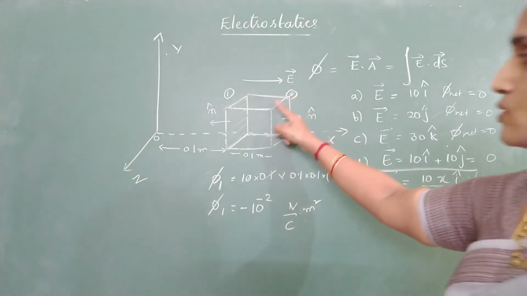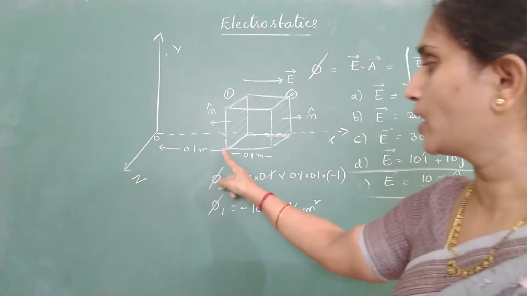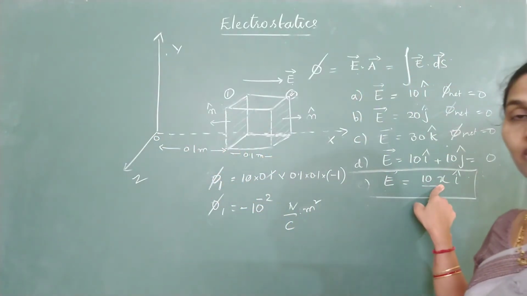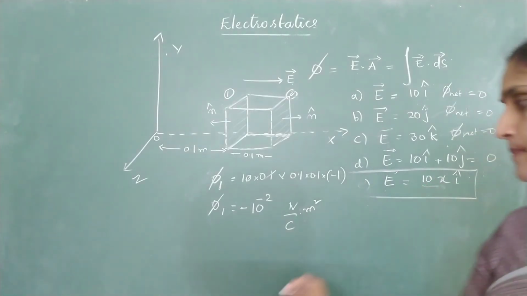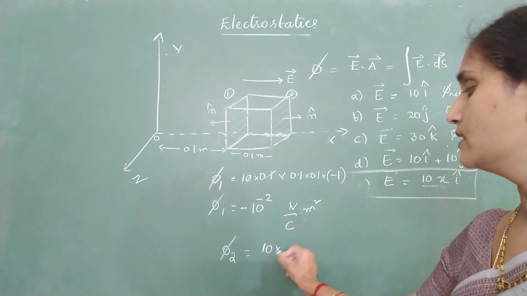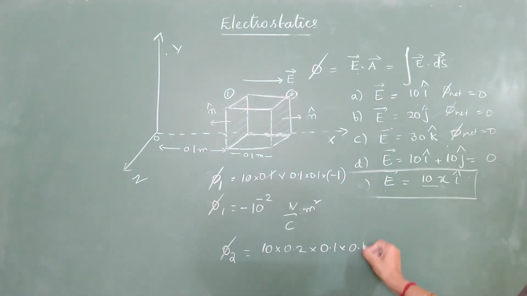Now calculate the flux through the second surface. See, the field at this point is at a distance 0.1 plus 0.1, that is 0.2. The value of x is not 0.1, now it has become 0.2. So flux passing through the second surface: electric field 10 into 0.2, area vector 0.1 into 0.1 into cos 0, which is 1. Find out the value. It is 2 into 10 power minus 2 Newton meter square per Coulomb.